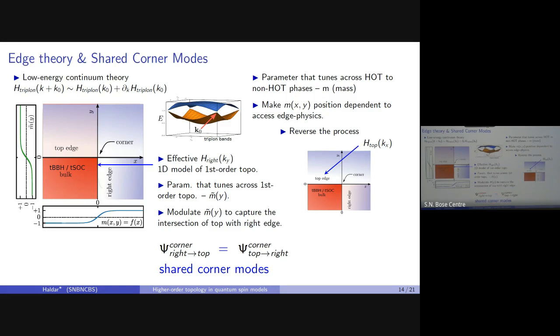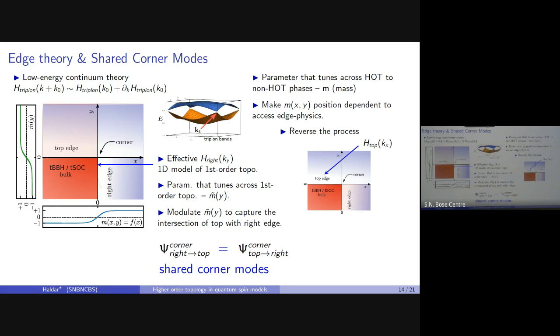If these were not shared corners, that means one of the theories, either on the top edge or on the right edge, is not showing first order topology. Suppose the H right wasn't first order topology. Once you found the H right Hamiltonian and then modulated the MY, this corner state would not exist. It would have been zero. In the other way around, with the top edge topological, you would have found a bound corner state, and then this equality wouldn't have held. So this is a very subtle way of seeing whether the corner mode is shared.